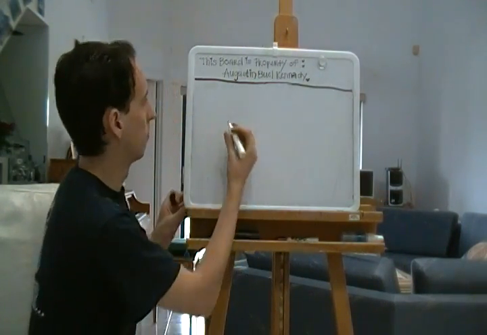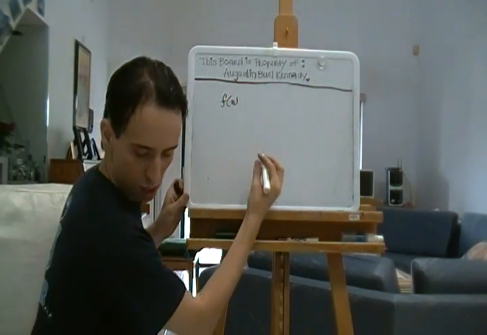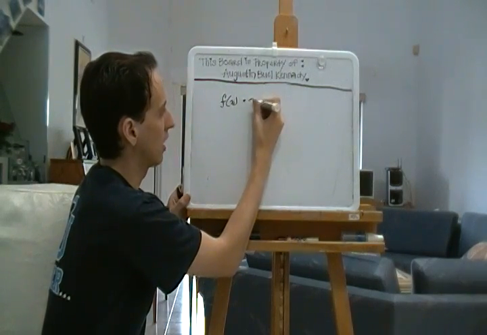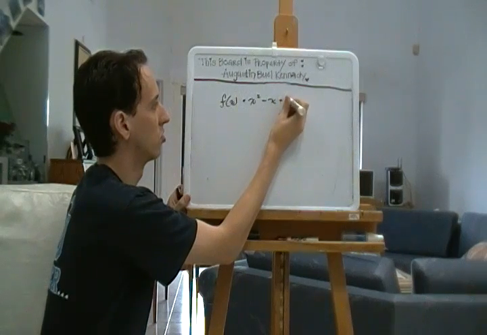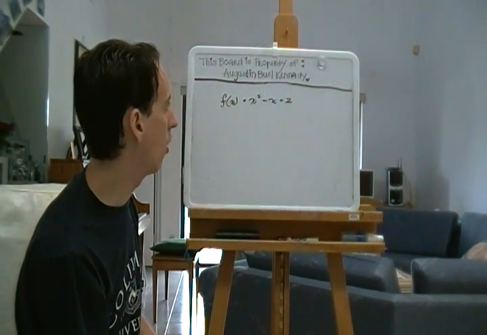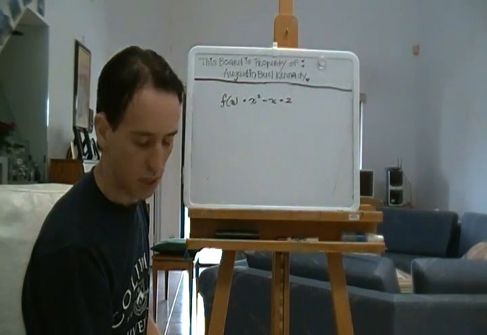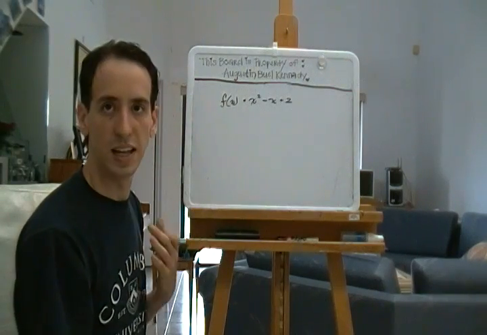Now let's take a function. Let's take this function right here. f of x is x squared minus x plus 2. Okay? Now, what we want to do is let's say we want to find out what the limit is.